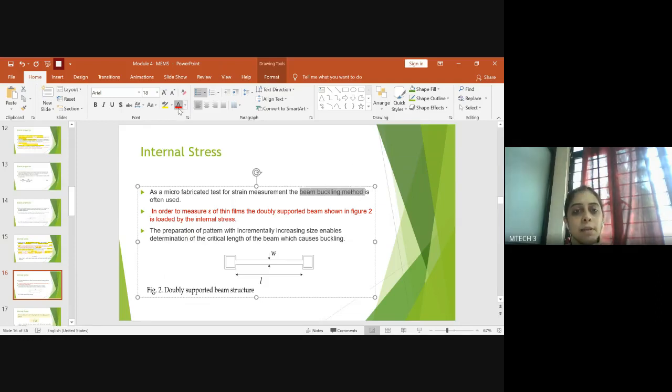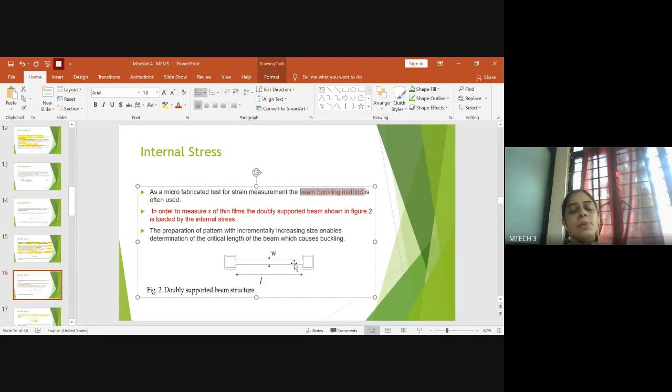For the buckling method, you have to have at least a specific medium range of length. If the length is short, then you cannot determine the buckling analysis. So always you will make a device of a particular length such that it is feasible to measure the buckling analysis of it. So this should be the way the structure looks like. Okay. So in order to measure the strain induced in thin films, we will consider a double supported beam.